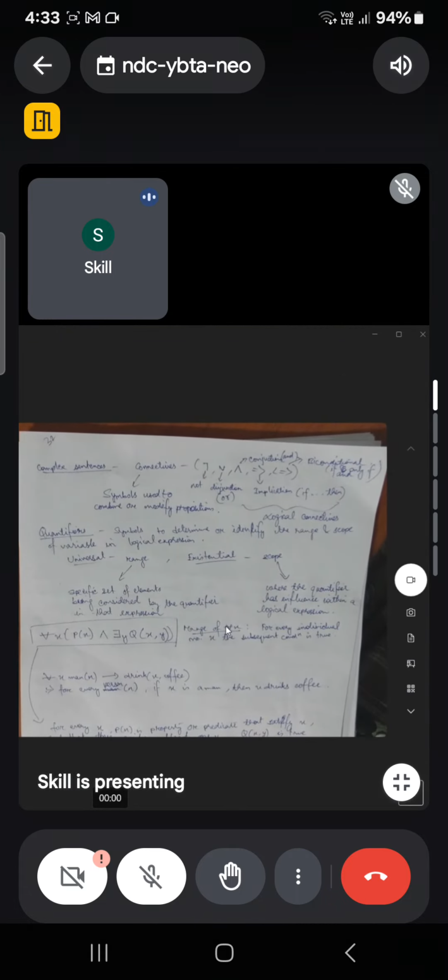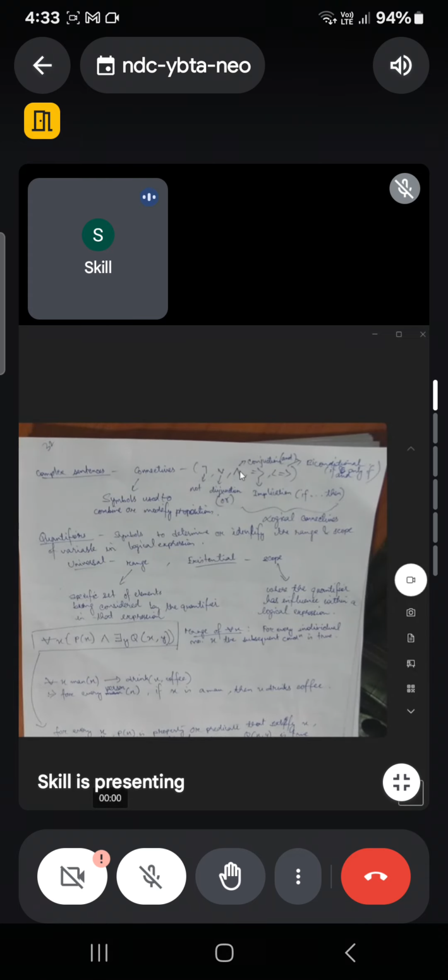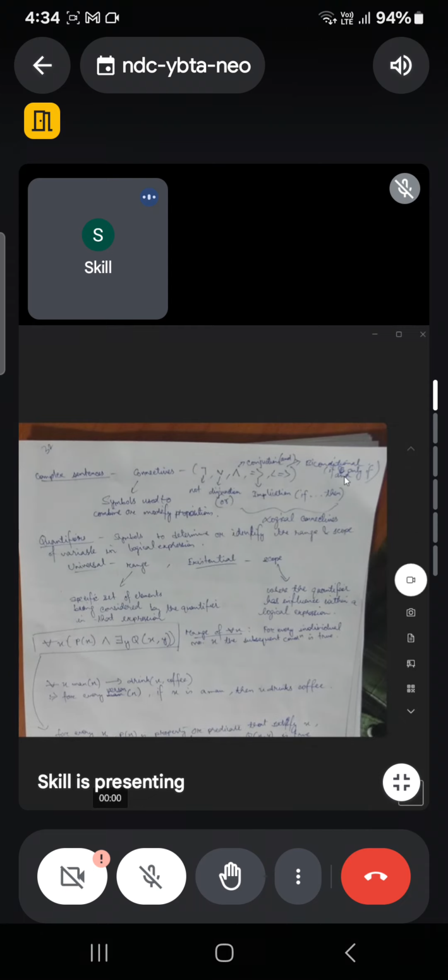The complex sentences have connectives, symbols used to combine or modify the propositions. This will be the not connective, then disjunction, conjunction, and this is the implication, if then, and this is the biconditional, if and only if. This type of connectives we will be using to explain complex sentences using first order logic. I've already explained about the quantifiers.